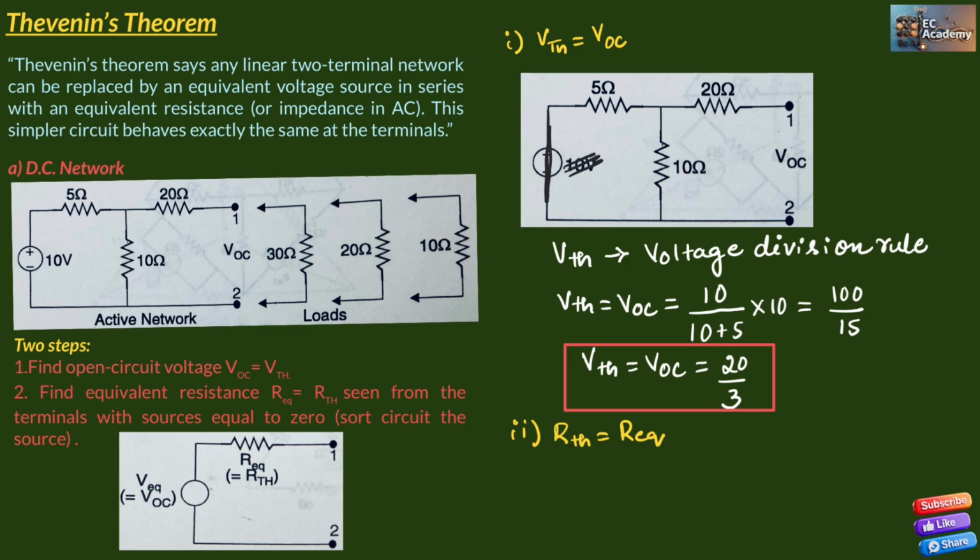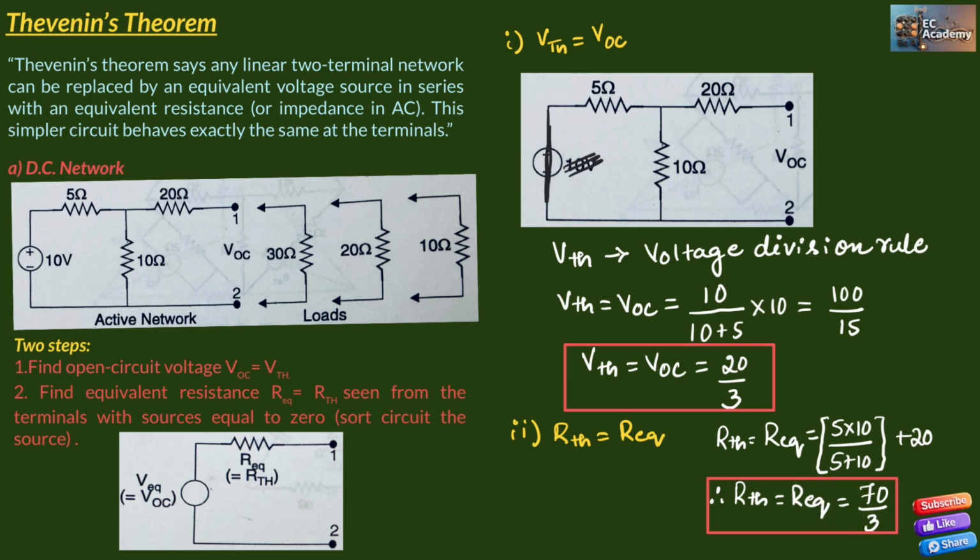So RTH, which is equal to R equivalent, will be equal to 5 ohm parallel with 10 ohm, which is 5 into 10 divided by 5 plus 10, plus 20 ohm. Why have we written this? Because 5 ohm and 10 ohm are in parallel, which is in series with the 20 ohm resistance. Therefore, RTH, which is equal to R equivalent, will be equal to 70 divided by 3.